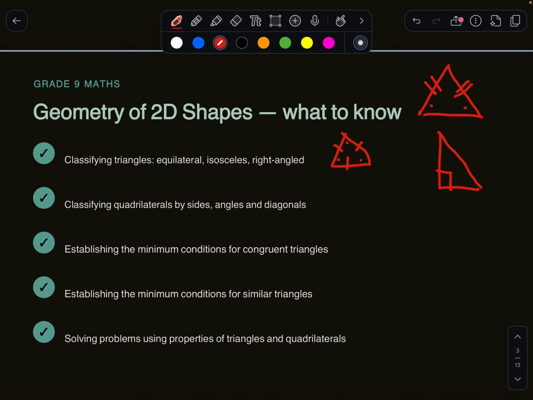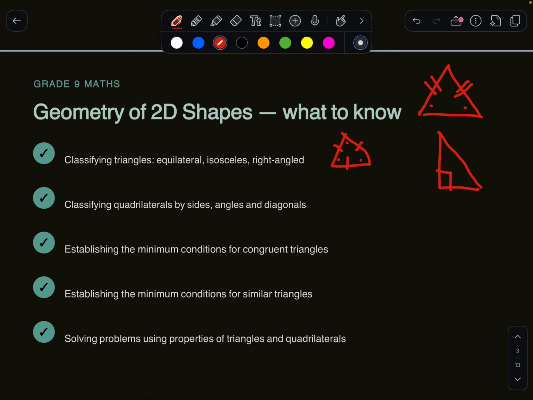You're also going to be looking at quadrilaterals, so classifying them based on how many sides, the parallel sides, the angles, the diagonals. So you're going to be looking at parallelograms, trapeziums, kites. You're going to be looking at congruency, similarity, and then solving problems using properties of triangles and quadrilaterals.